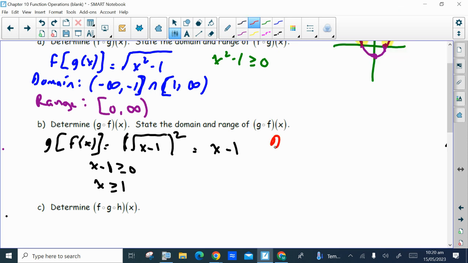So our domain is from positive 1 to positive infinity. Our range will be from 0 to positive infinity.